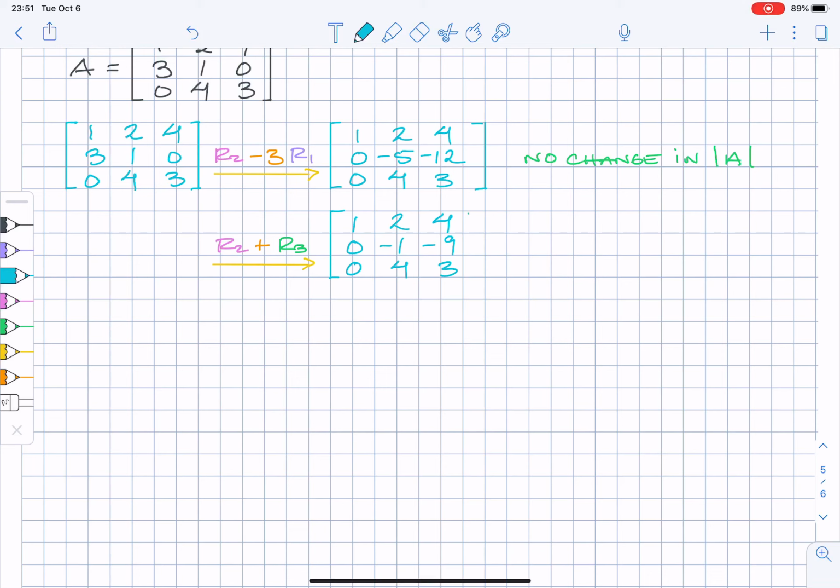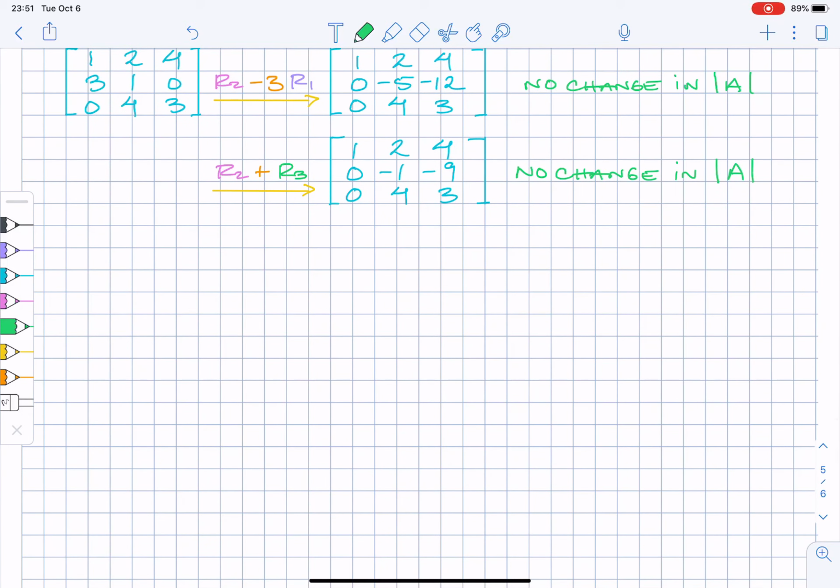And remember, adding or subtracting rows doesn't change the determinant. So this is still no change in the determinant. Okay, so now I'm going to do row 3 in green. So row 3, let's do plus 4 times row 2, shall we?